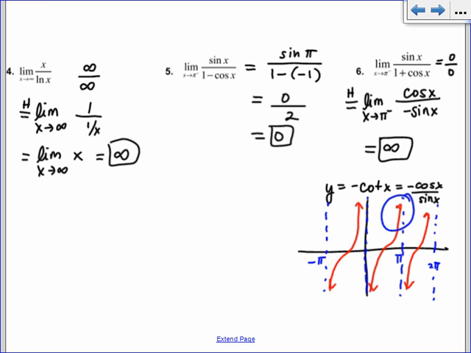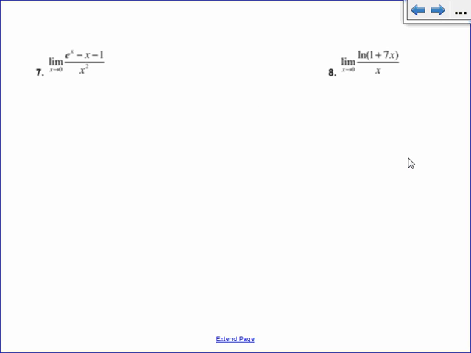So there are other ways to get it. If you didn't have your calculator, if you had already done L'Hopital's rule and you were like, it's not 0 over 0 anymore, what do I do? Then you can think about what the graph looks like too.